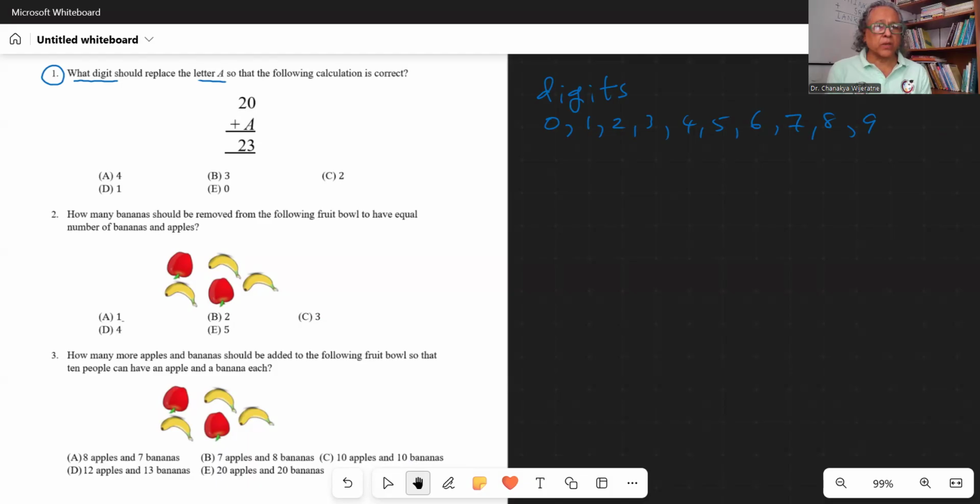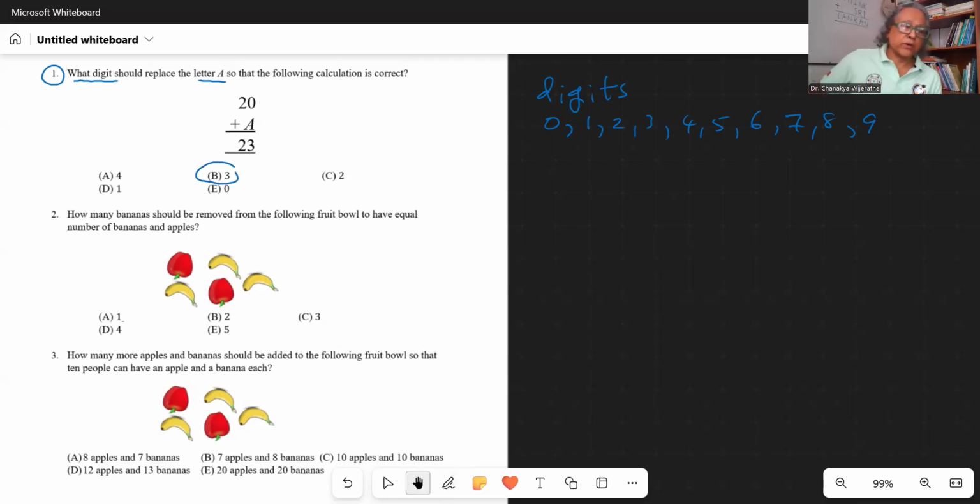So what do you have to add to 20 to get 23? You can count: 21, 22, 23. So we have to add 3 to 20 to get 23. So the answer is 3, of course.